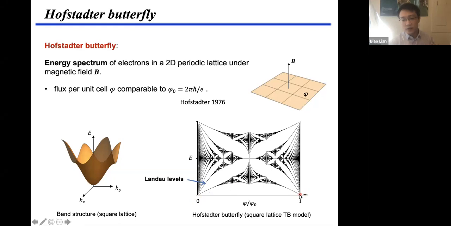Basically, the spectrum is periodic as phi goes from 0 to 1 units of phi naught. The other thing to notice is that at a small magnetic field B, one has these Landau levels, which are expected basically from the k·p model perspective, while at large fields, these Landau levels expand into bands, and you can see the Landau levels from bottom and top merge together at the Van Hove singularity of the band structure, which merge into this kind of fractal behavior.